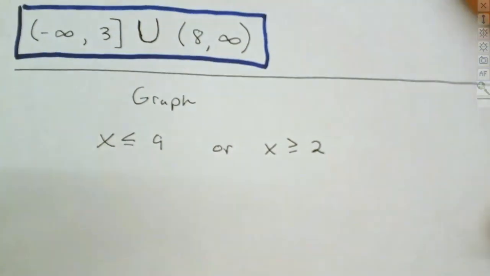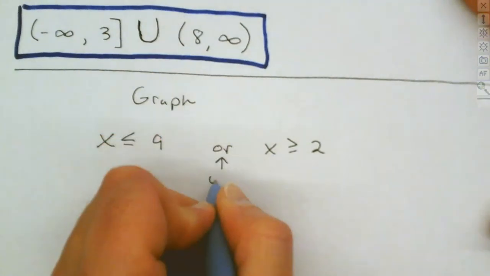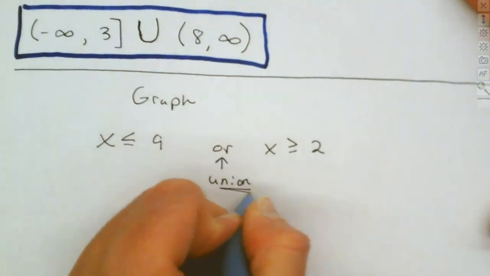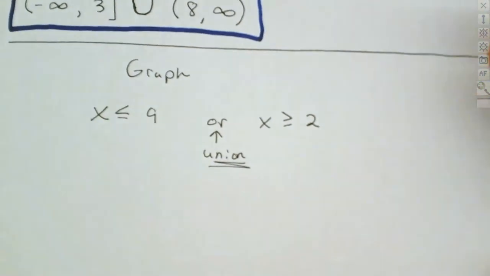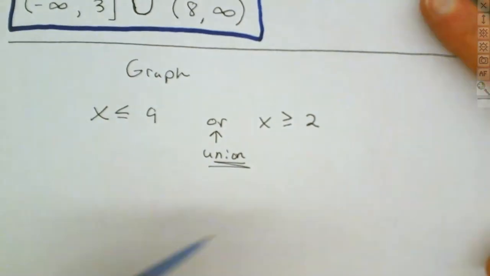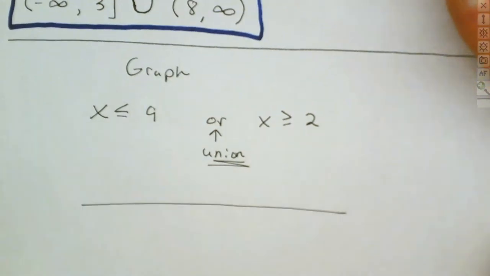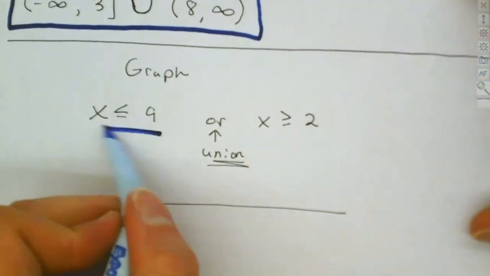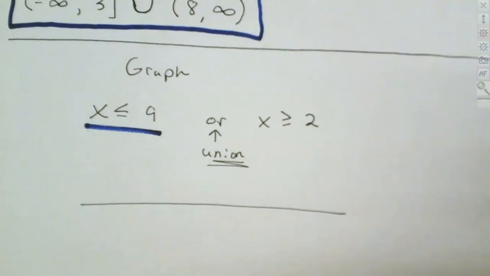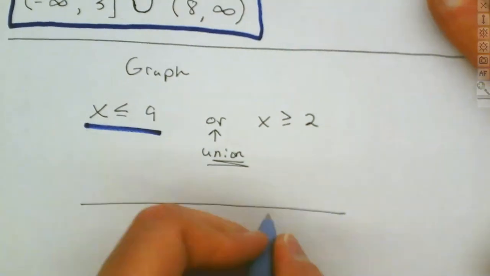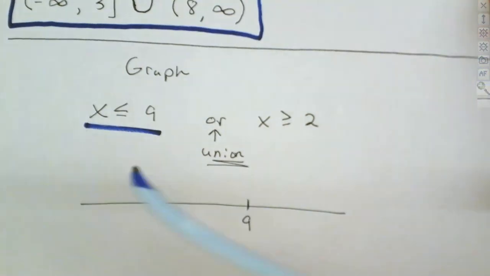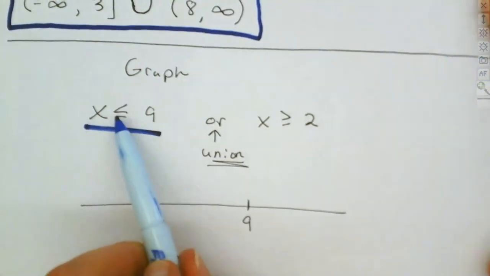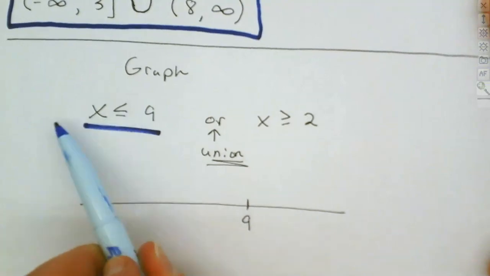And again, what does the or mean? Or means union. What does this look like when we go to graph them? We draw our number line again. And this one says x is less than or equal to 9. So we find our 9. And we want square bracket. And which way does it point? It points to the left. So that's the way we go.